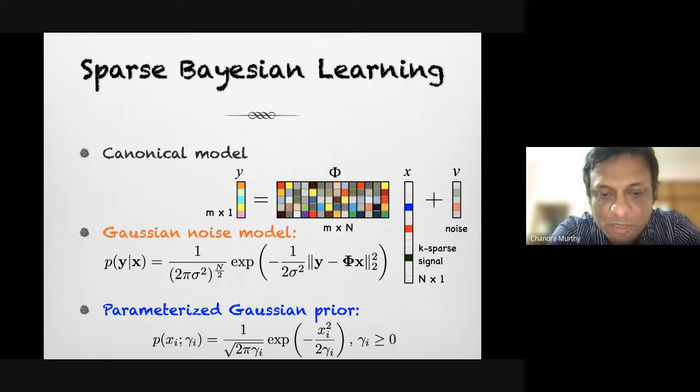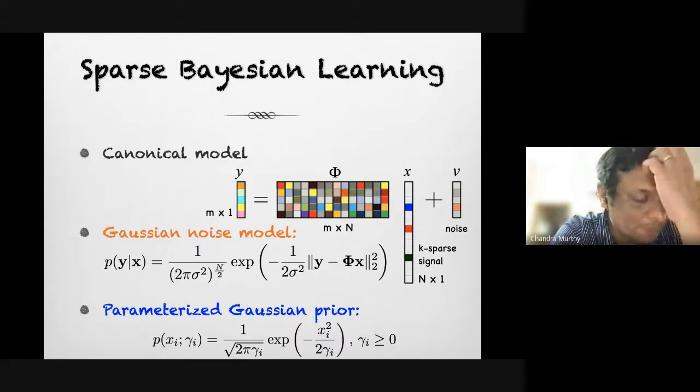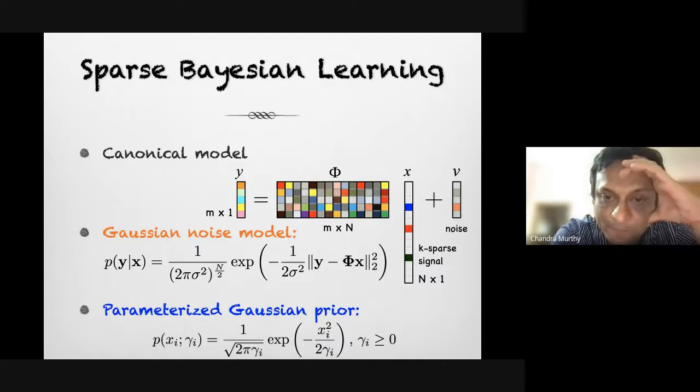It's 1 over square root of 2 pi gamma i times e power minus xi squared divided by 2 gamma i. And gamma i is any number greater than or equal to 0. Now, if I had set these gamma i's all equal to 1, that would be saying that I'm going to impose a Gaussian prior on the entire vector x. And that leads to what is popularly known as least squares, least length regression. And that will actually never yield a sparse solution.